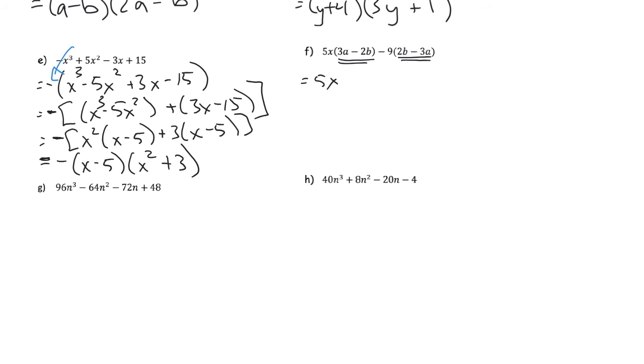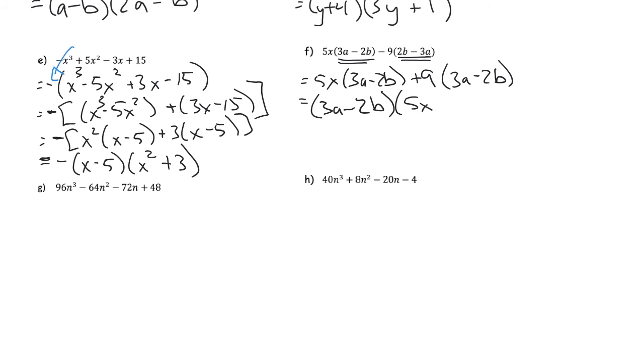So this is going to become 5x, 3a minus 2b. And then when I take the negative out, it's going to become positive 9. And again, that 3a term becomes positive, the 2b term becomes negative. And now I've got this common 3a minus 2b. In the first term, it was multiplied by 5x, and in the second term, it was multiplied by 9.